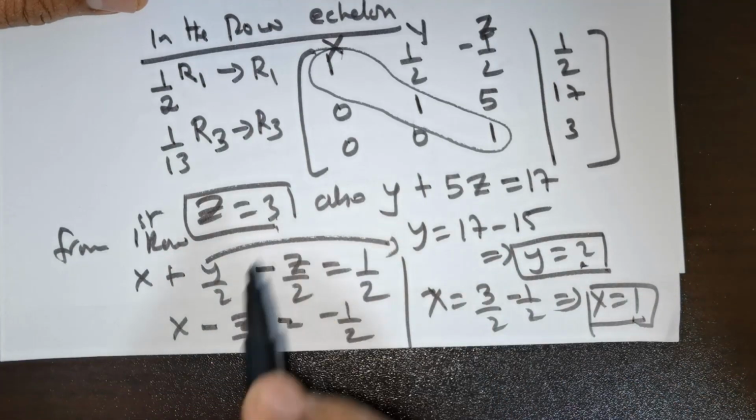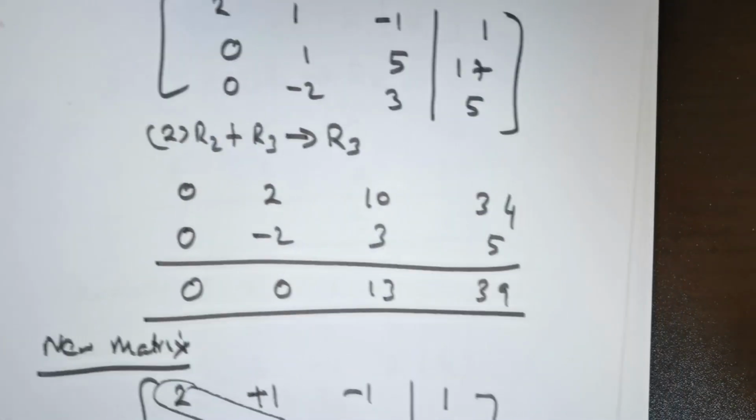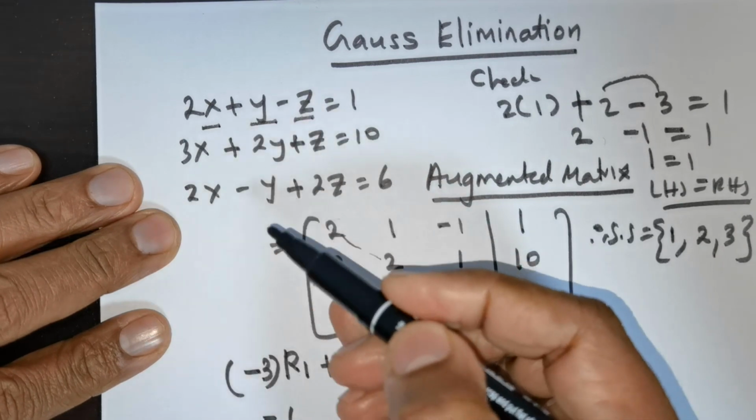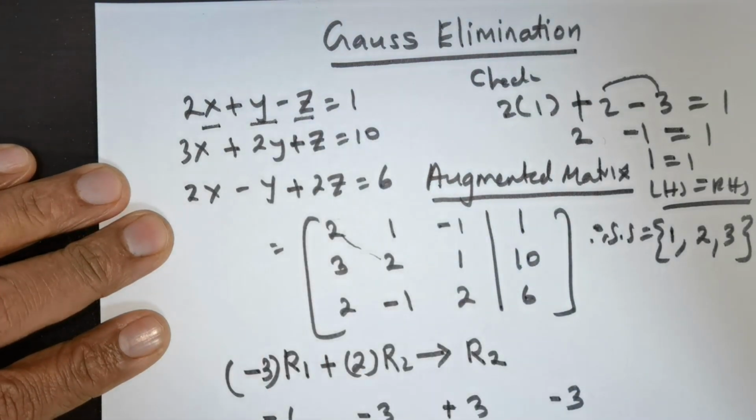So that completes our Gauss elimination involving 3 variables. So far we have done 3 variables. In the next class I'll show you how to handle questions with 4 variables.